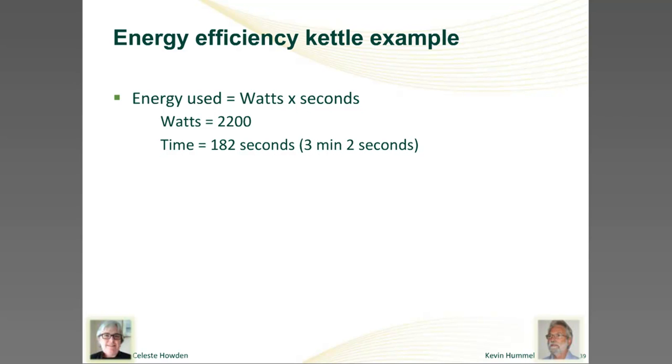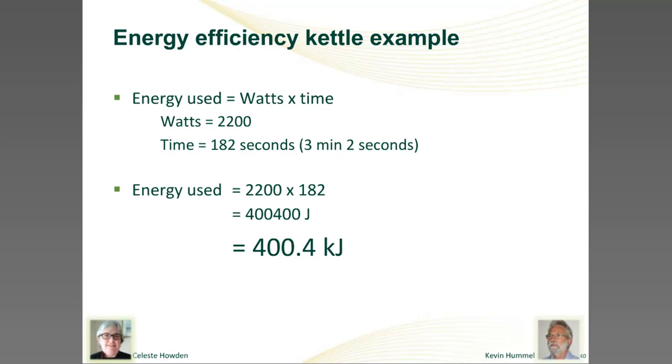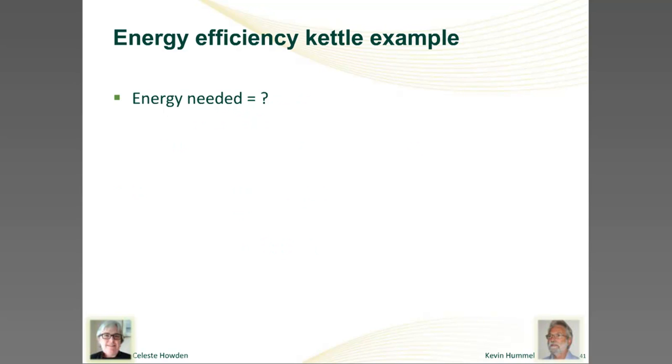We said we had 2200 watts, 182 seconds. We've converted the 3 minutes and 2 seconds into seconds. So we multiply 182 by 2200, and we get 400,400 joules, which of course is 400.4 kilojoules. So that's how much my kettle actually uses.